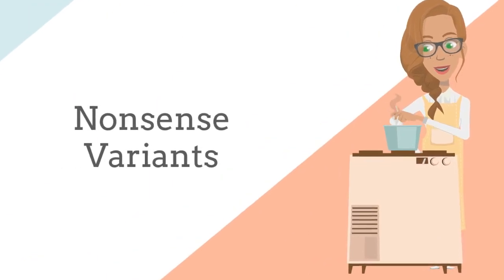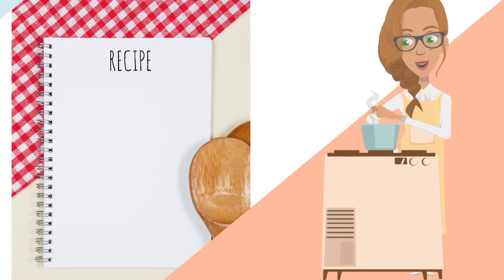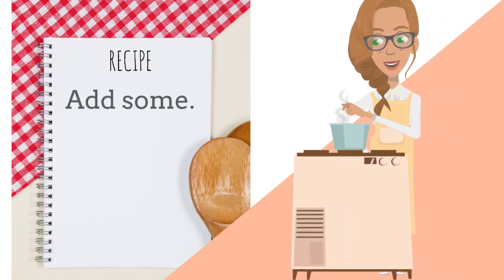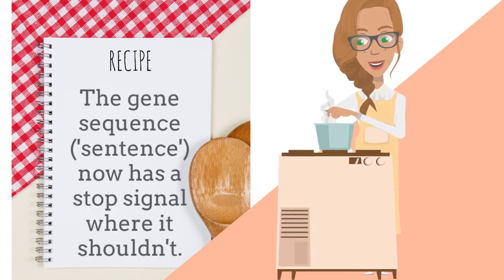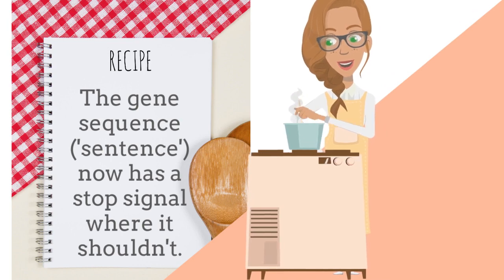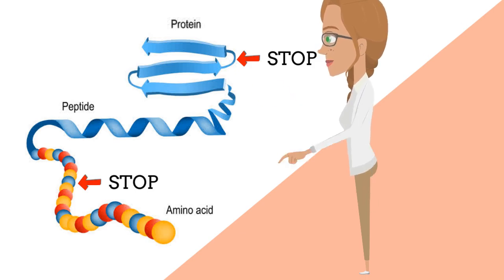Nonsense variants are like a full stop being introduced into the middle of a sentence making up a recipe. For example, add some rice could be changed to add some. The gene sequence now has a stop signal where it shouldn't be, and amino acids are not added to the protein after that point. This means the resulting protein will be shorter than expected and its function will be affected.